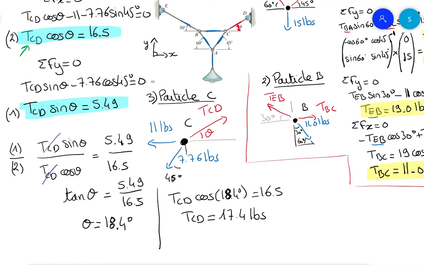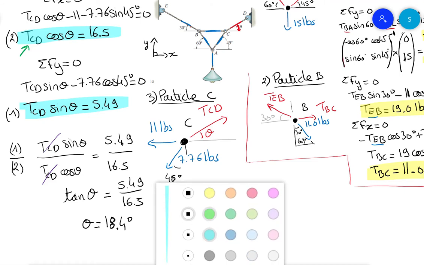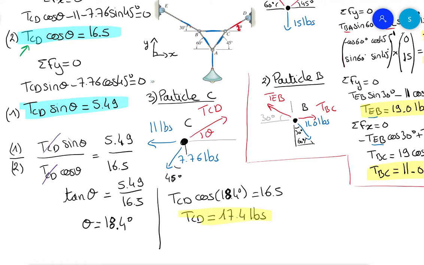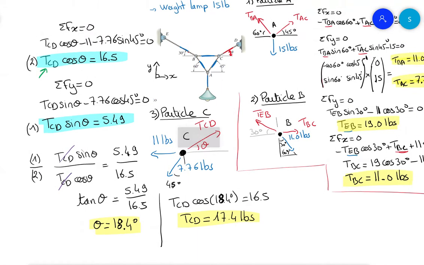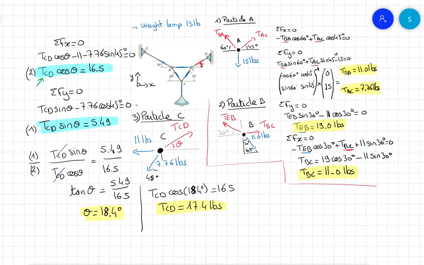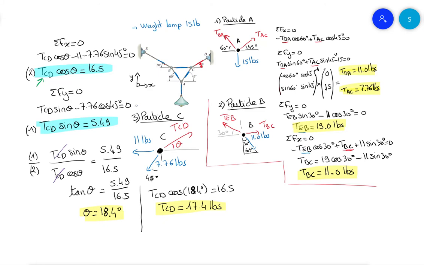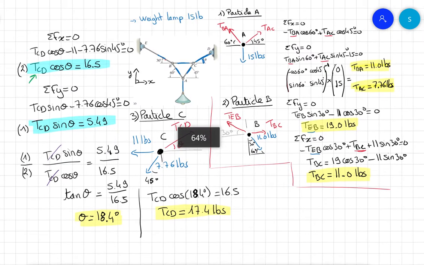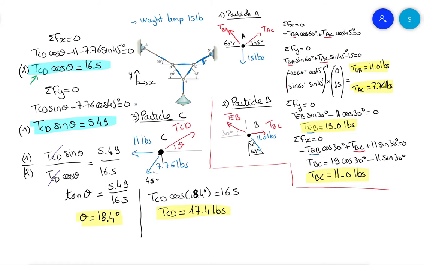And let me highlight the answers. I use the yellow for the answers. TCD, theta. And that was our two last unknowns. So we can put them now in blue on the graph. This one and this one are blue. So we did one step at a time. Let me put everything there.